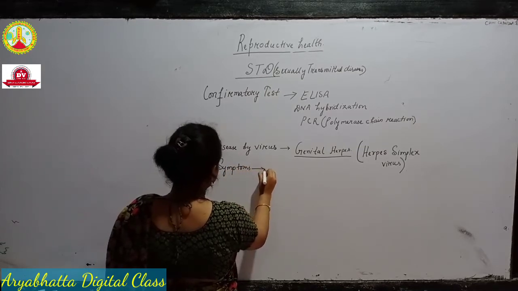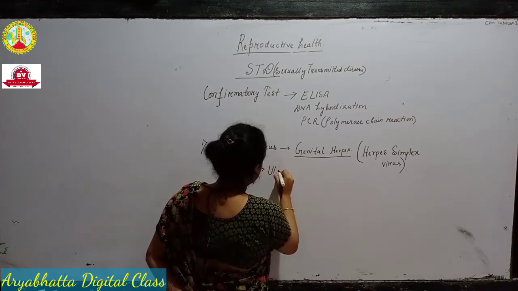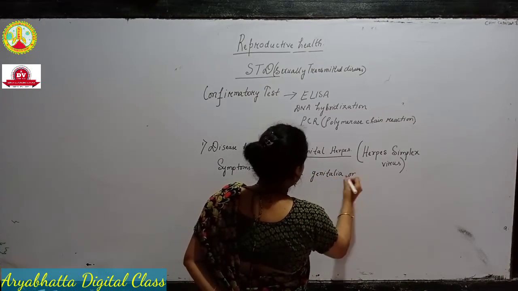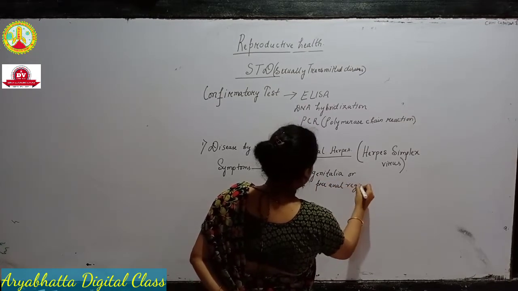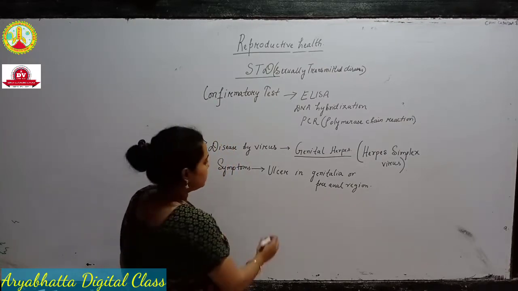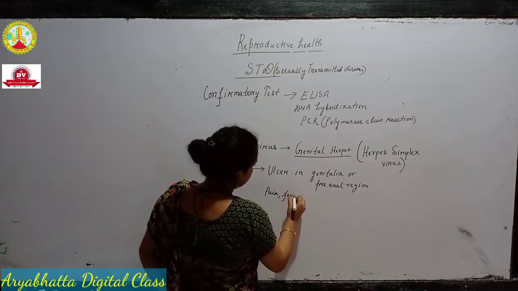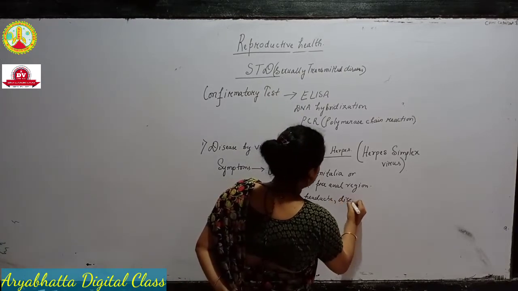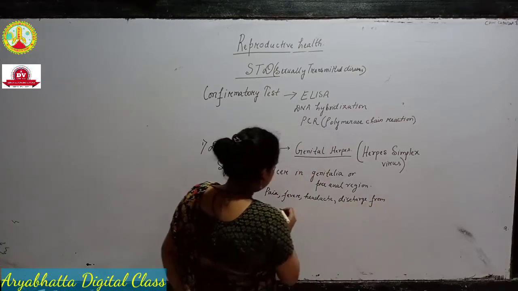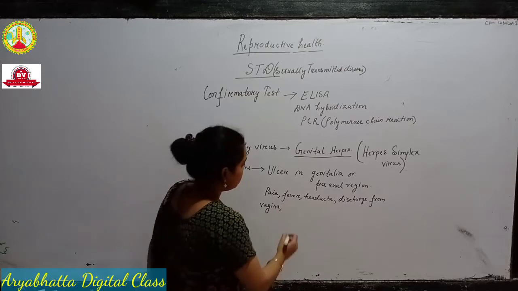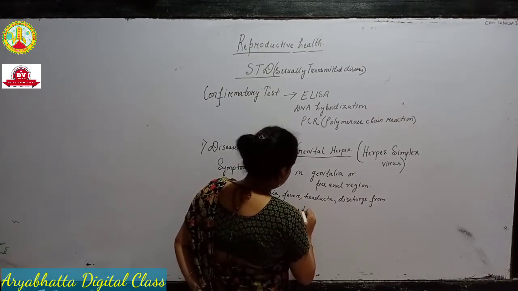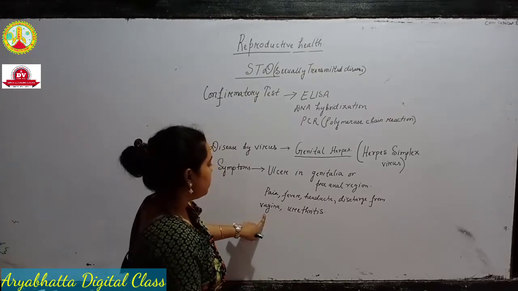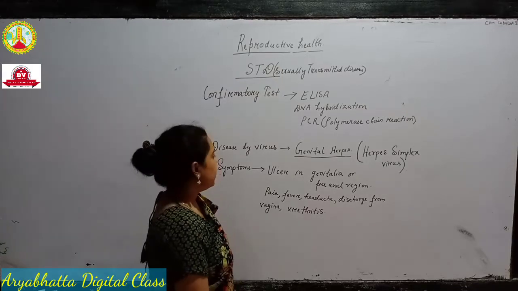So we will see some of the symptoms. What are the symptoms of this disease? Ulcer in nearby genitalia regions or pre-anal regions. Ulcer means you already know, in genitalia regions or pre-anal regions. Number 2, pain, fever, headache, and sometimes discharge from the vagina also occurs, and in males urethritis, the disease in the urethra, occurs. So these are some of the symptoms of genital herpes.